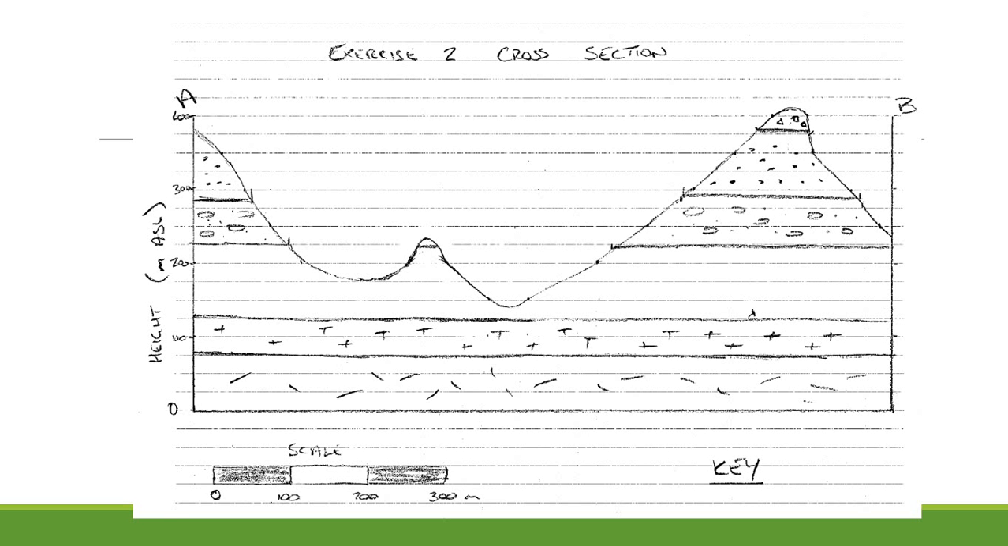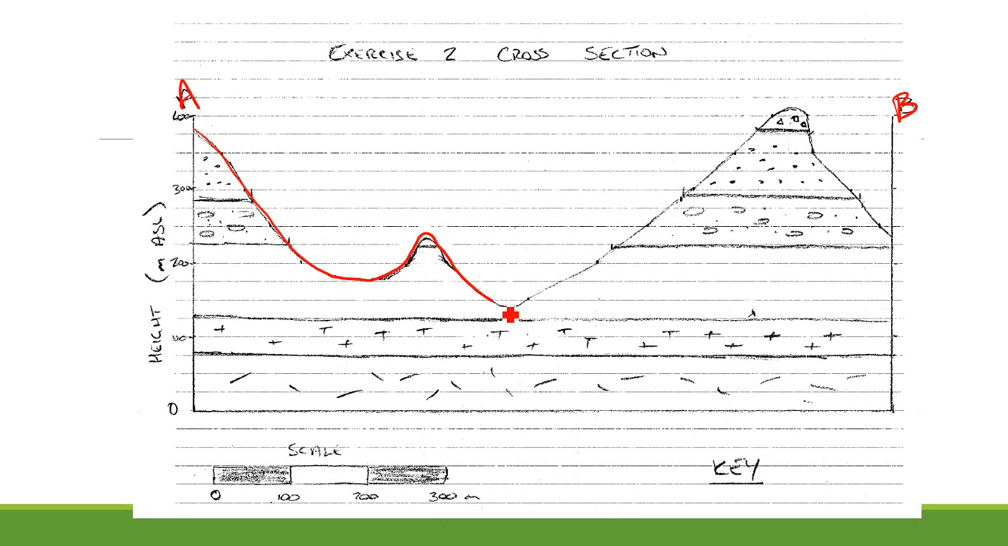The next cross section should look roughly like this. I've drawn these relatively quickly, so they're a bit messy. You guys should probably try and do a neater job of these. So we did a cross section from A to B on your map. And the first thing you need to do when you do these geological cross sections is draw your topographic profile. So I've drawn mine, it looks roughly like this.